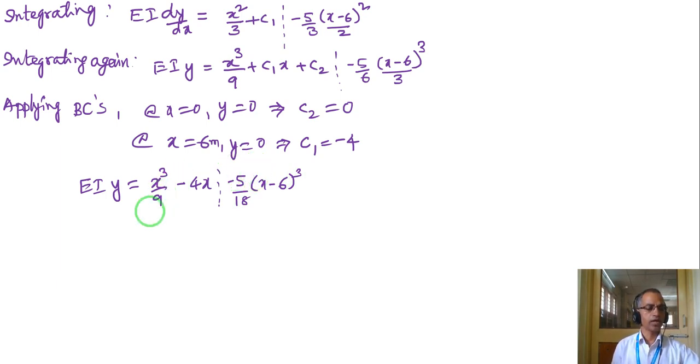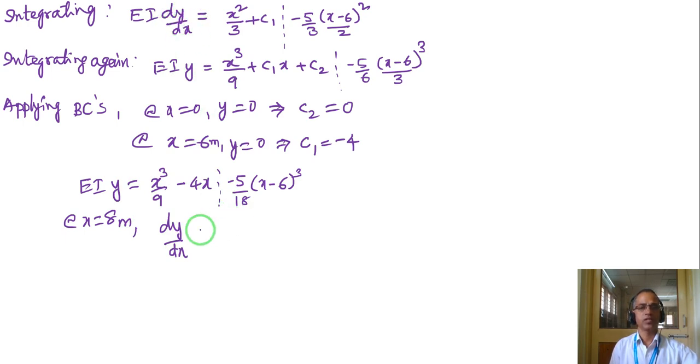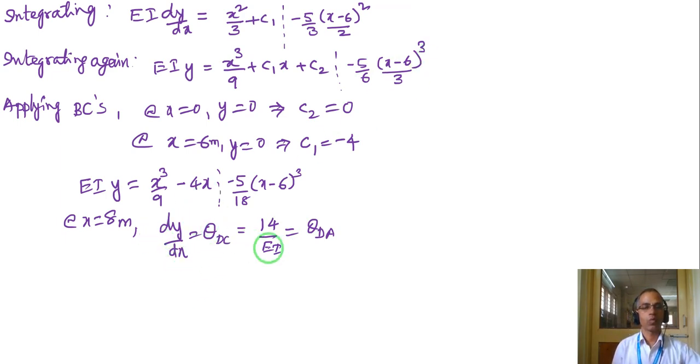Now we also know at x equal to 8 meter, which means at point D, the slope, which is dy by dx, which is nothing but my theta dc, substituting x equal to 8 and c1 equal to minus 4, what I get is theta dc is 14 by EI, and we also know theta dc is equal to theta da. Very important.